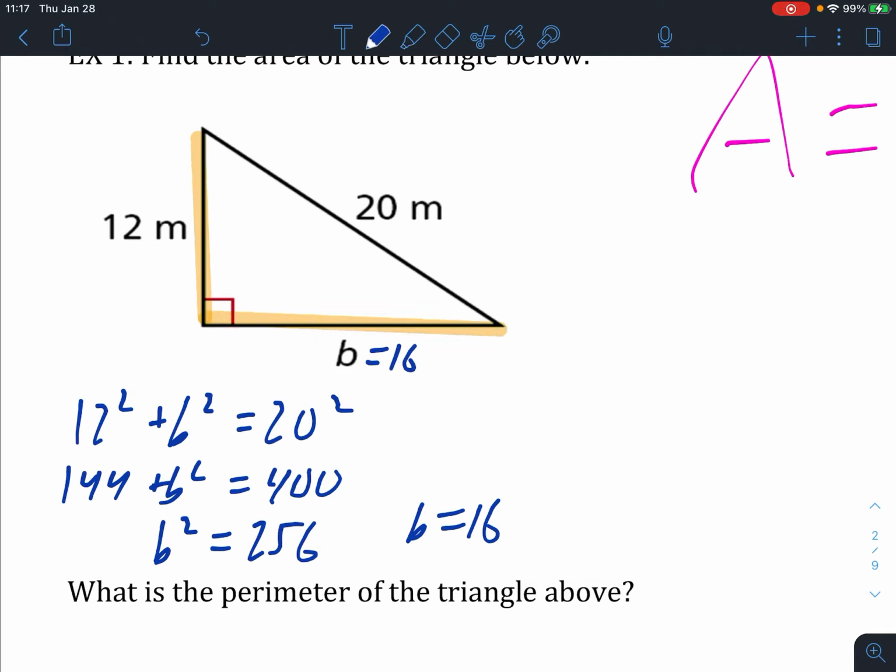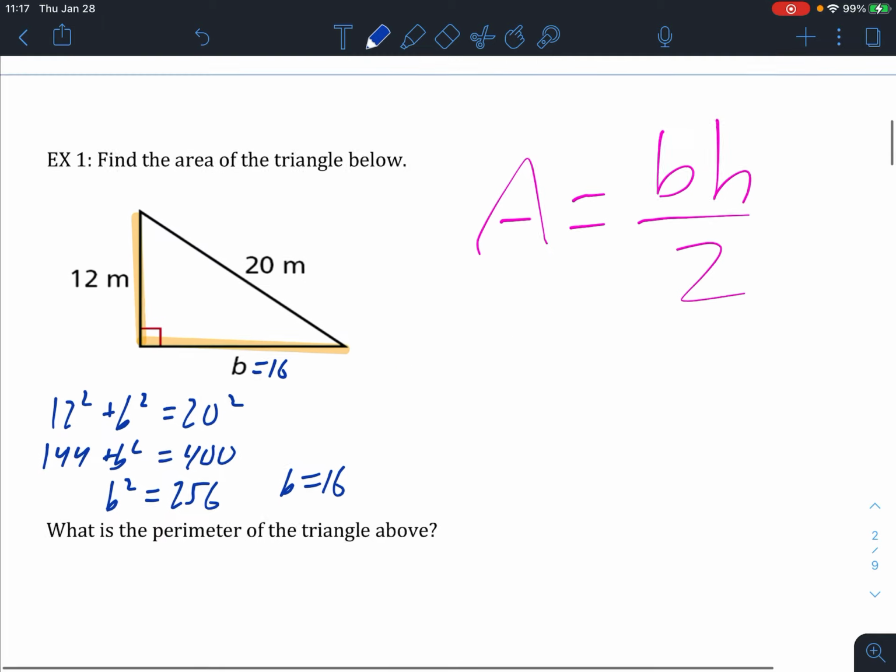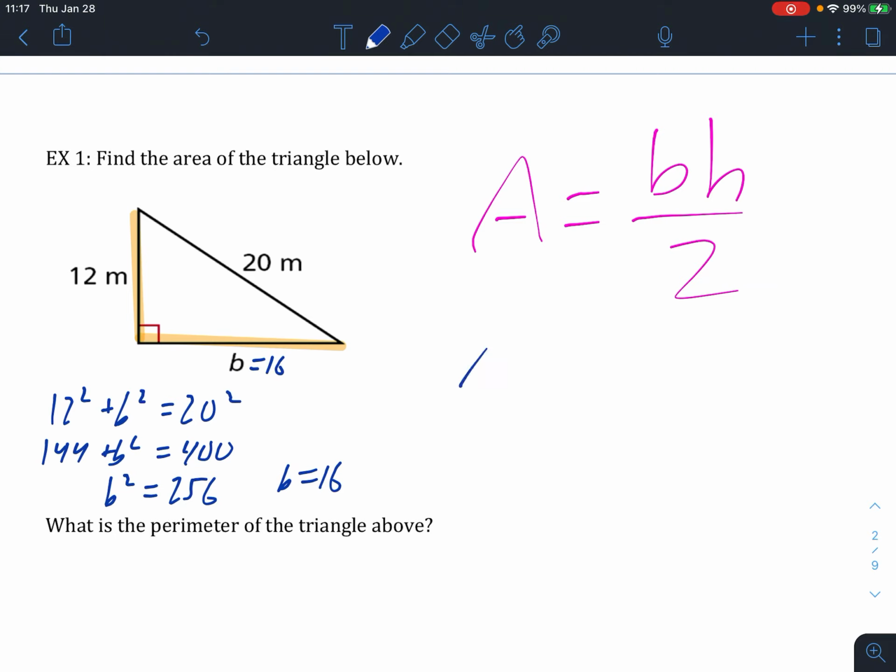It doesn't matter which one's the base, which one's the height. Don't get into a habit of thinking the bottom has to be a base, because a lot of times it's not necessarily true. Just know that one of them is the base, one of them is the height. It doesn't matter which one's which. So in this formula, I'm going to put 12 in for the base and 16 in for the height. And that would give us 12 times 16 over 2, which is 96. Okay? But also don't forget units.